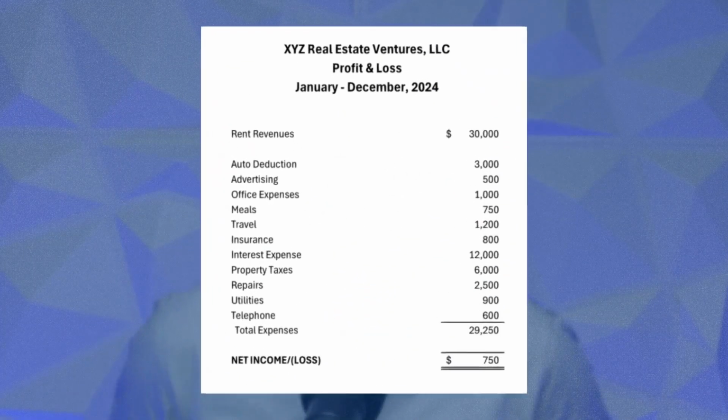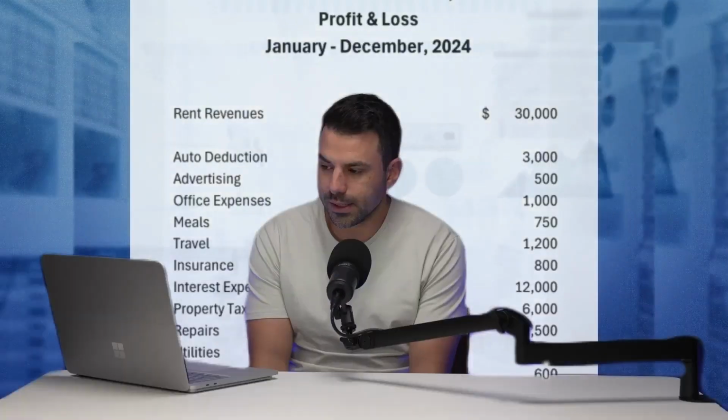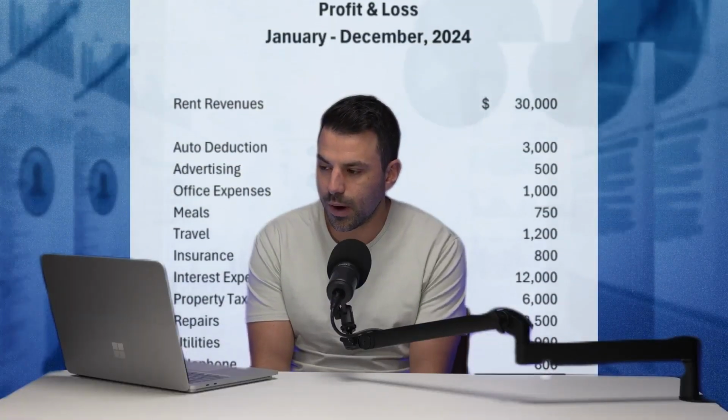Now take a look at a profit and loss statement before we account for depreciation expense. So this is kind of the real world, what you had on your profit and loss here. Let's say you had rent revenues of $30K, you had your auto deduction, advertising. These are all just normal expenses you might have. Total expenses were $29,250.